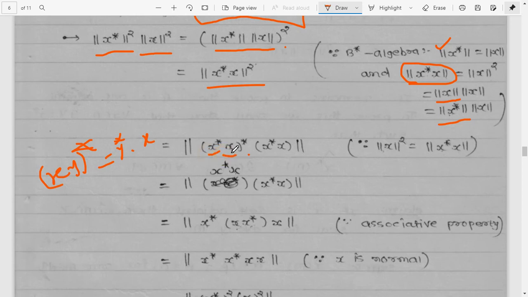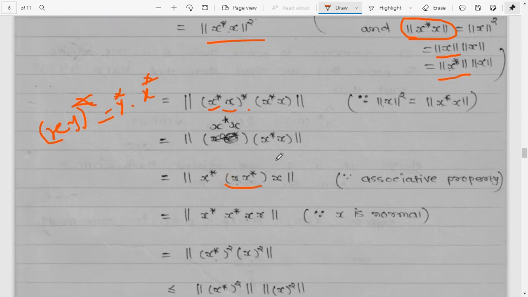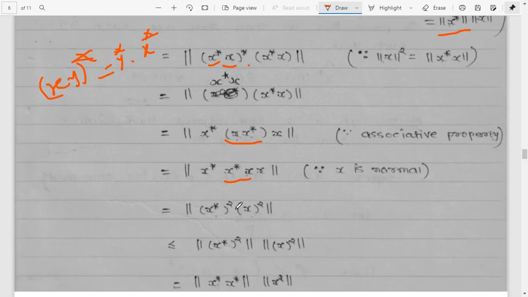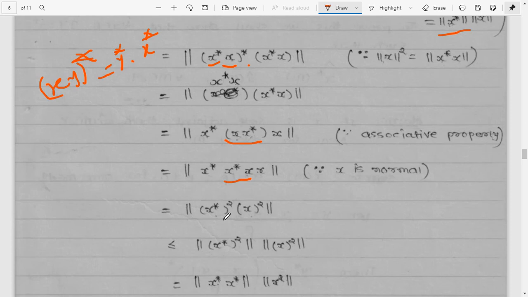So x star into y star into x star. So x star into x star star is equal to x. Now here x star into x star using associative property, but here we have given x is normal, so x into x star is equal to x star into x. So x star into x star is equal to x star square into x is equal to x square.